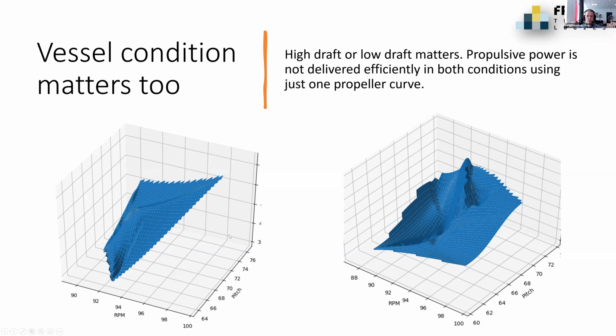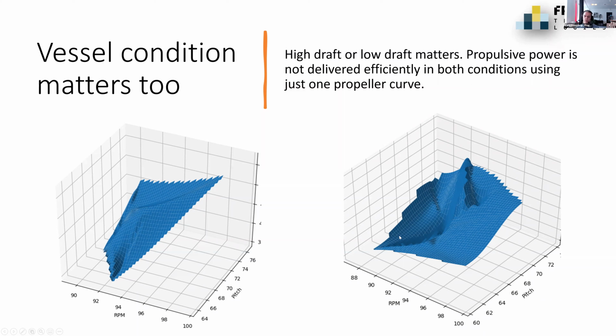This is actually a plot, of the same vessel again, of RPM versus pitch versus propulsion power at high draft. That is when the vessel has been pushed solidly into the water. And you get a nice smooth surface, pretty much as you would expect. If you add more RPMs and more pitch, then you get more power.